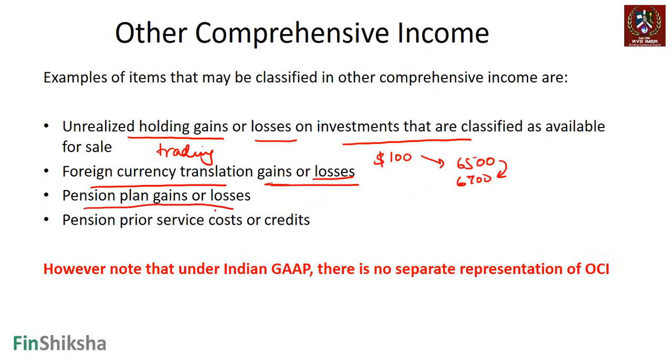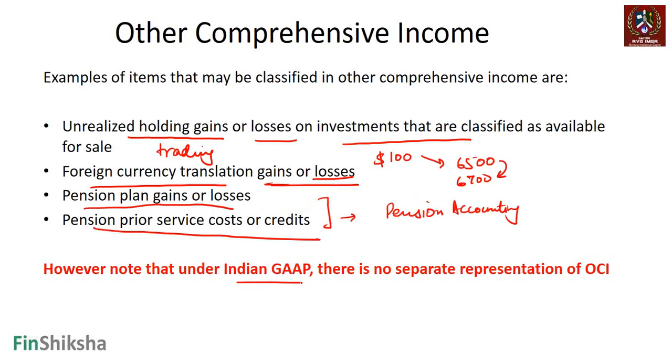Pension plan gains or losses and pension prior service costs or credits. Now this comes under pension accounting. It is beyond the scope of our discussion at this point of time. Pension is a fairly complicated way of accounting what is due for employees in the future. We're not worried about that accounting at this point of time. All that we need to remember is that if we read other comprehensive income somewhere in the financial statements, that is coming because of some unrealized gains.